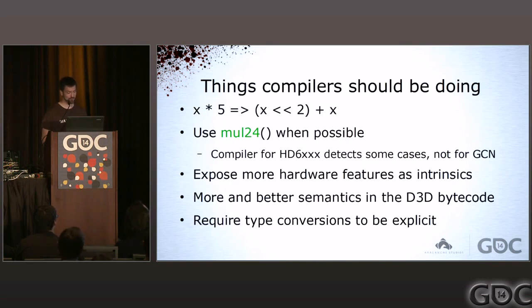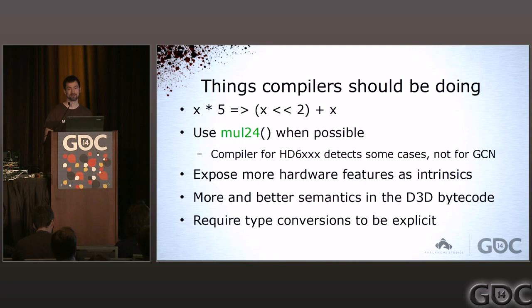So, things that the compiler should be doing. If you find an x multiplied by 5, you should, of course, do it the other way around, turn it into a shift and an addition, because that's just 2 cycles instead of 4. And of course, if you can detect cases where the input is within a certain range, such that you can use the 24-bit multiply, you should of course use that. I've seen some cases, especially on older hardware, that this happens, but where it doesn't happen on GCN for some unknown reason. So this is something that would be good if the compiler actually did.